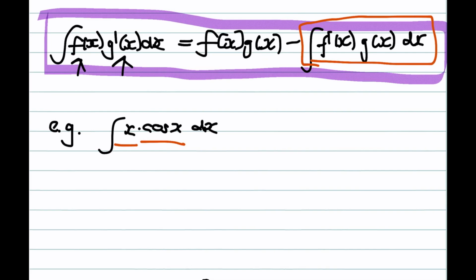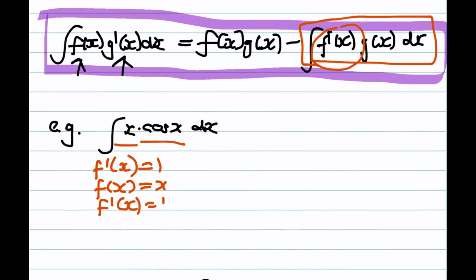And the way it can be the simplest is to make this derivative, f prime x, as simple as we can make it. And then we can notice that if we choose f of x to be equal to x, then f prime of x will be equal to 1. Then we only have one more choice, so g prime x will be cos of x, and g of x is then sine x.